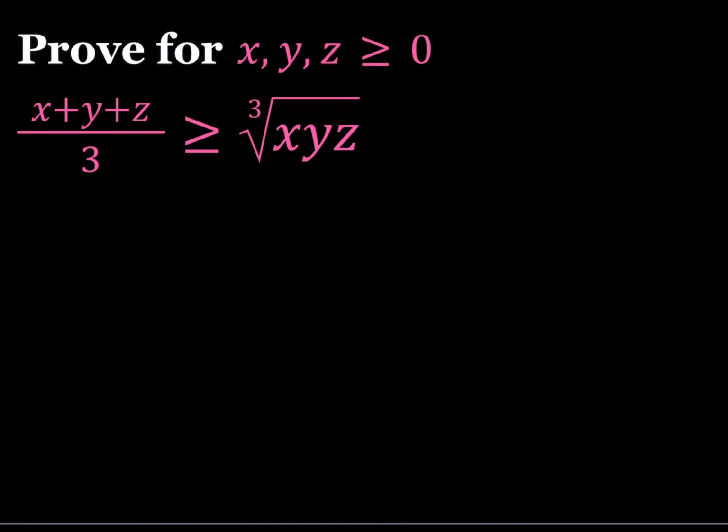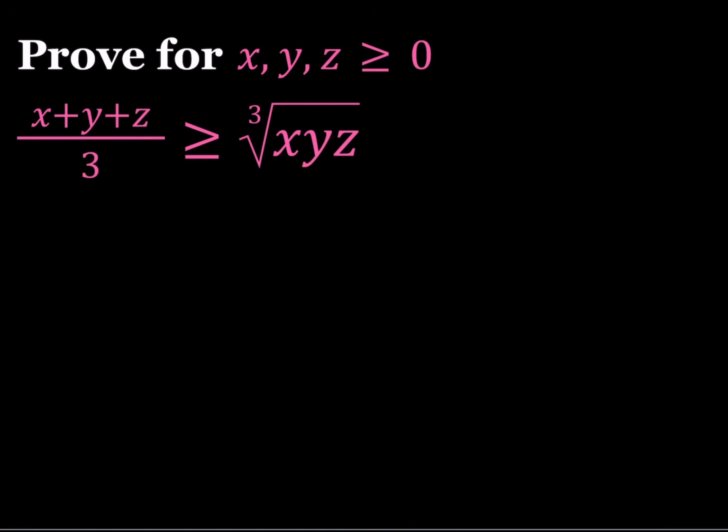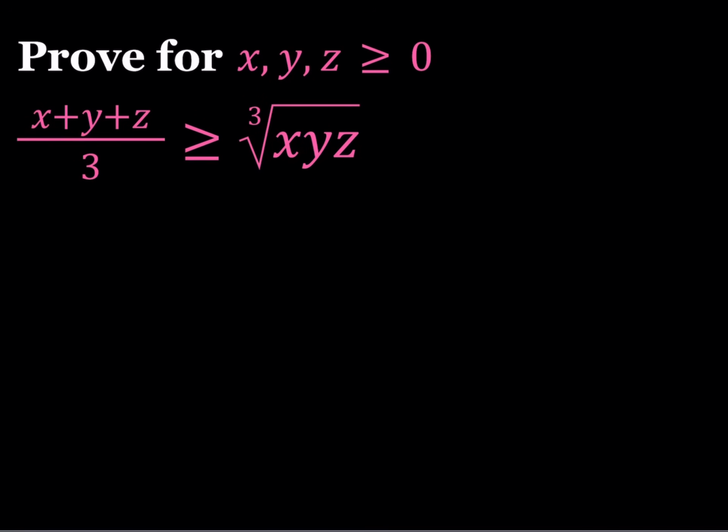Hello everyone. In this video we're going to be proving an inequality which is known as the AM-GM inequality for three numbers. So x, y, z are all greater than or equal to 0, and we're going to prove that the arithmetic mean or the average of x, y, z is greater than or equal to their geometric mean, which is the cube root of their product. Okay, so let's go ahead and get started.